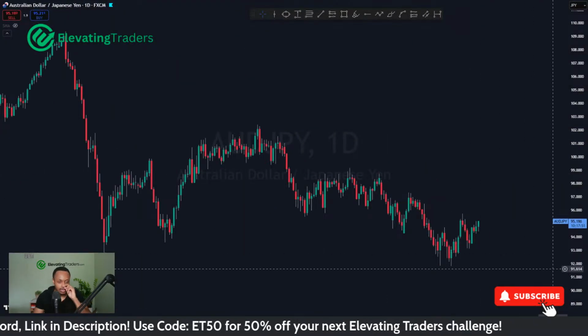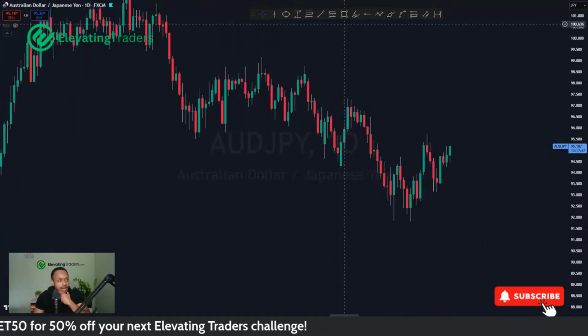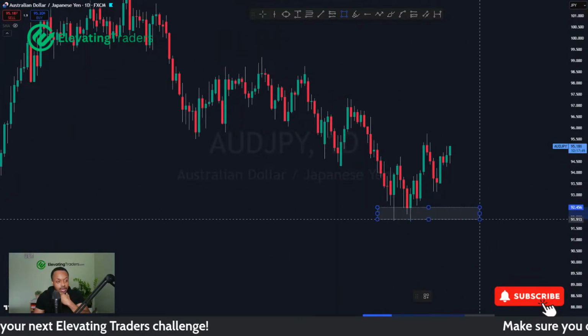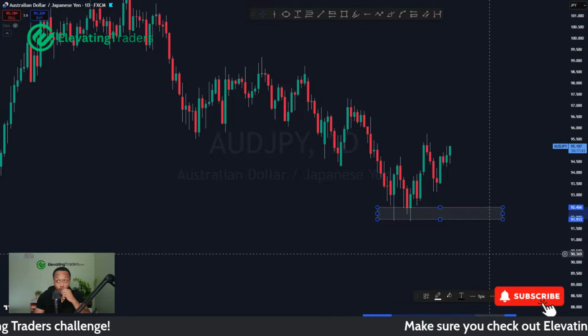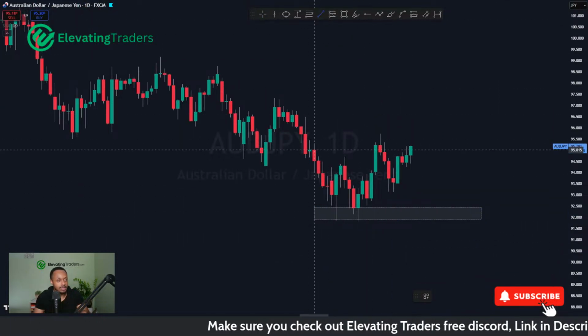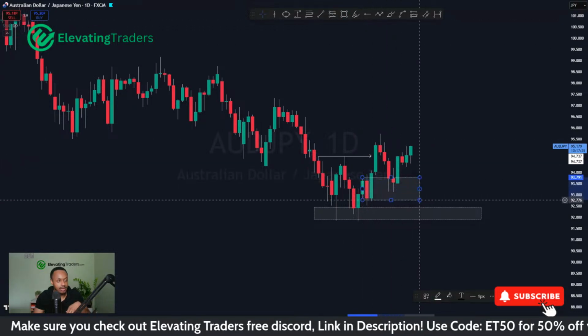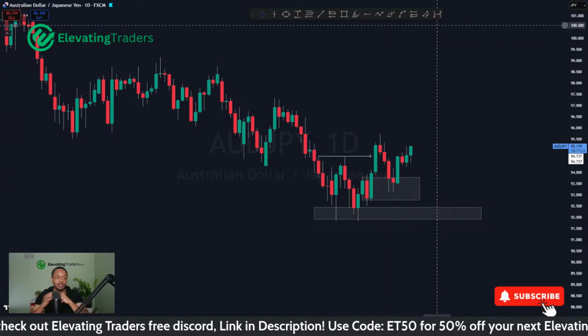So Aussie yen, this one again, very corrective as we dropped to the downside, but then we formed a bit of a double bottom over here. So price held really well. First test, second test. Then we broke to the upside, taking out structure here. And then we came back to test this area. It held pretty well. And now it looks like we're seeing some upside.